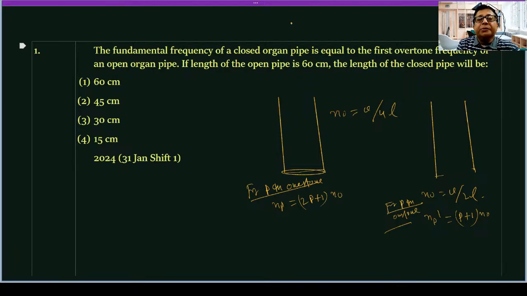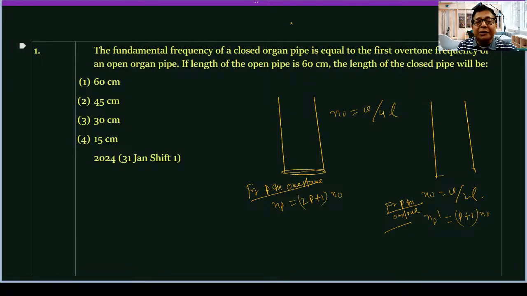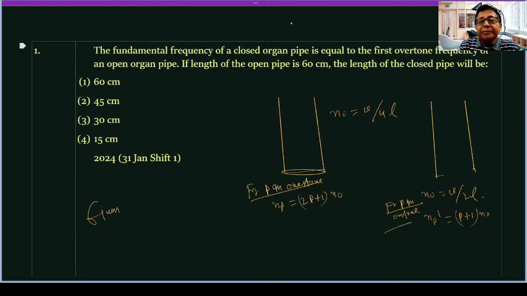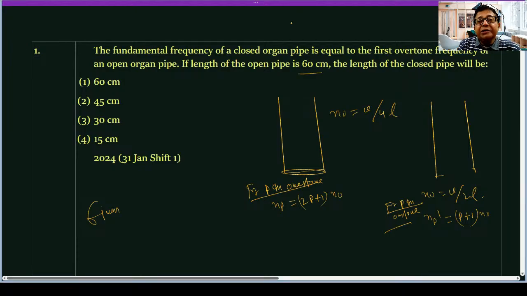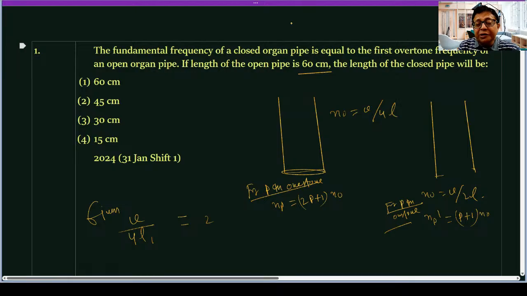Fundamental frequency of closed organ pipe is this thing. First overtone frequency of an open organ pipe, so you have to put p equal to 1 over there. So what is given over there, that you write. Given, pipe length is different. The fundamental frequency is V by 4L. Pipe length is different, I told you. This is equal to the first overtone of this. First overtone means 2 N0. N0 is V by 2L.